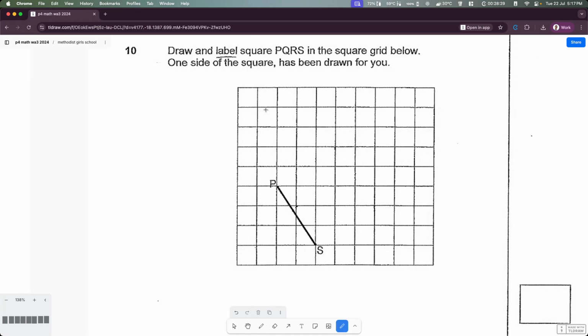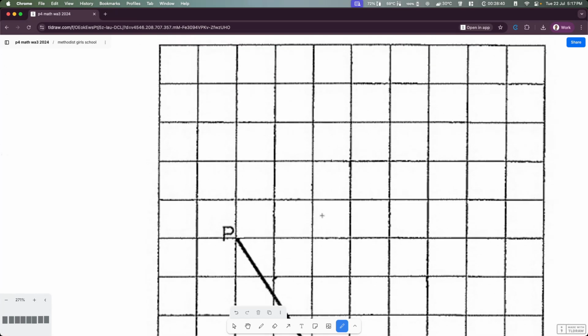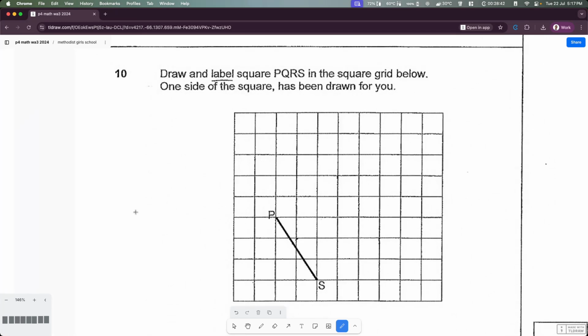Question 10. Draw and label PQRS in the square grid below. One side of the square has been drawn for you. So as you see over here, PS. Okay, PS, right? So how do you draw a square?